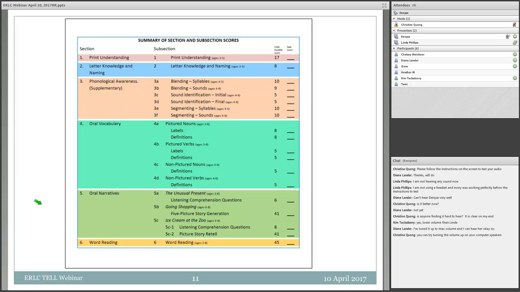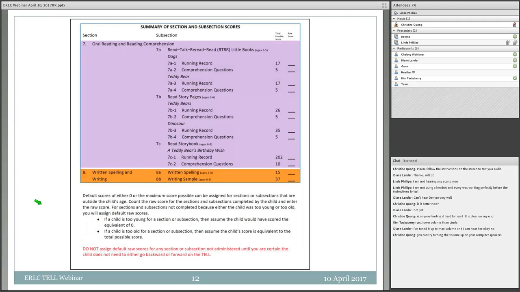We also would like you to notice that each section is a unique color, and we've used this feature in every component of the test to help you know which test components to use for administration and scoring of each section of the test. So here you see the second of the summary of score pages, and you can see the color coding for the oral reading and reading comprehension and written spelling and writing sections.